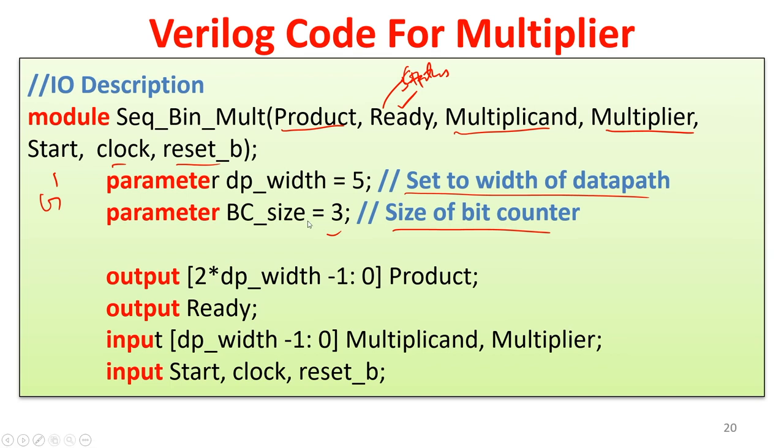Bit counter size is 3, and the output is 2n bits wide, 2n minus 1 down to 0, and this is the output which is ready. So once this is computed, then it is ready. These are the inputs: multiplicand and multiplier, and the go or start input, clock and reset. And how do we write the HDL code?